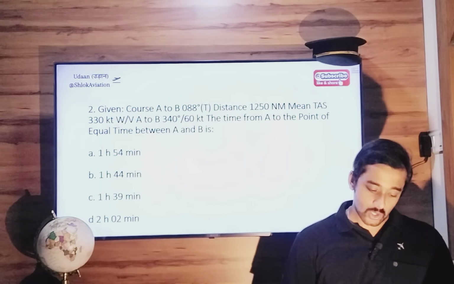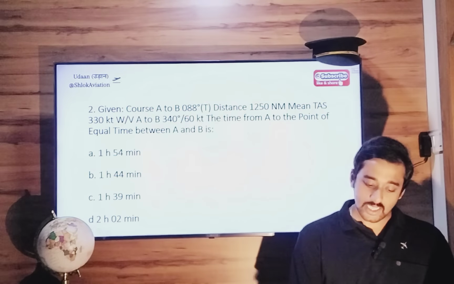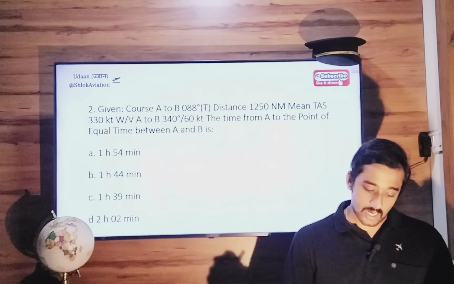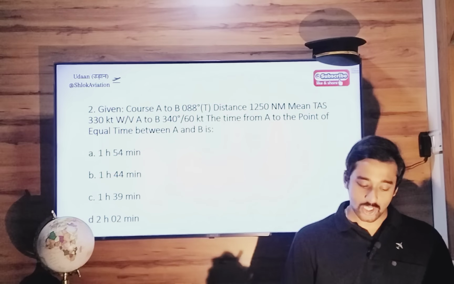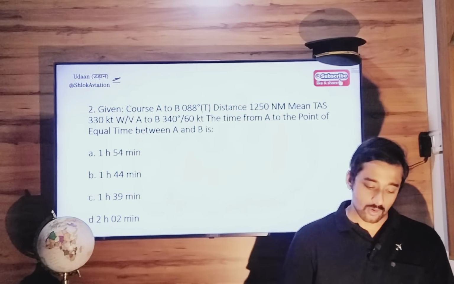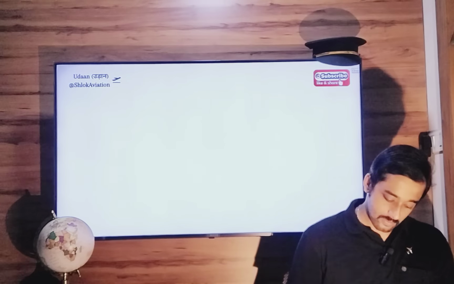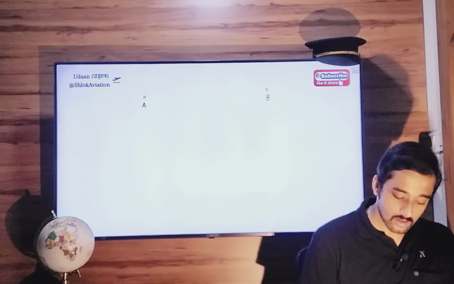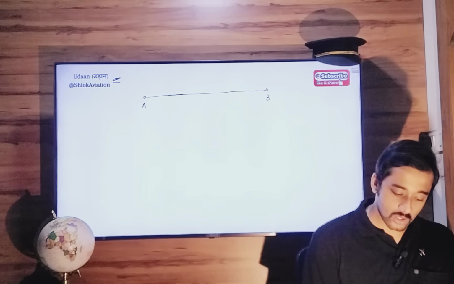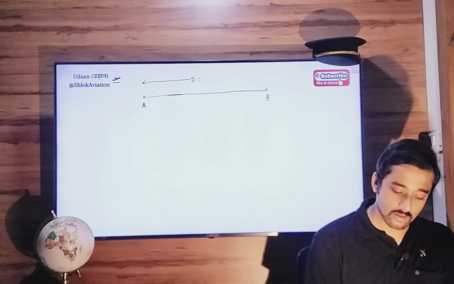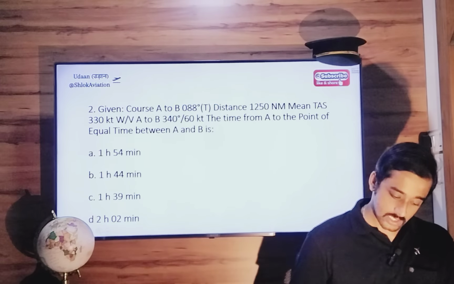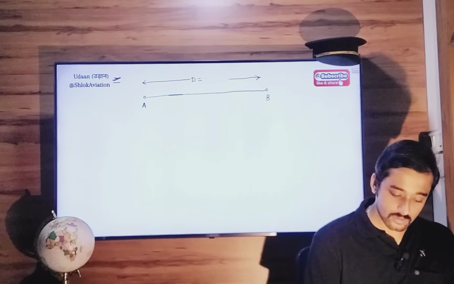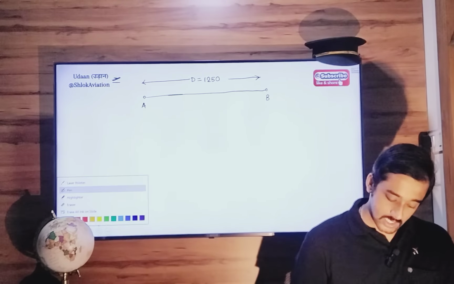Question number 2. Now course is A to B 088. Distance is 1250. Task is 330 knots. Winds are given. What is the time from departure to the point of equal time? Similar question. So let's draw the diagram. Point A, point B. The total distance between them is 1250. Let's say this is the critical point here.